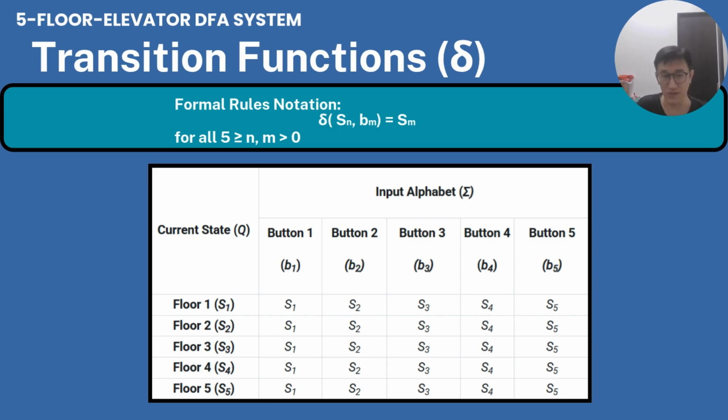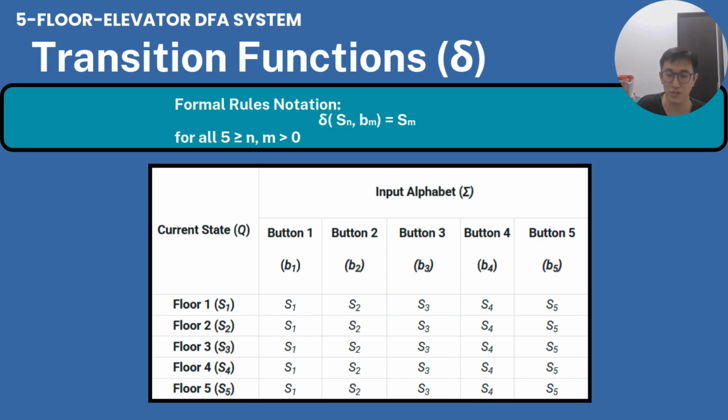Now let's talk about the transition functions of our 5-floor elevator DFA system. N represents the floor number and M represents the number of the button that the user presses. For all 5 greater than or equal to N and M, and N and M must be greater than 0, we have a formal rule notation for our elevator, which is delta(Sn, Bm) equals Sm. This formal notation tells us that if we are at floor N and we click button M, then it will bring us to floor M.